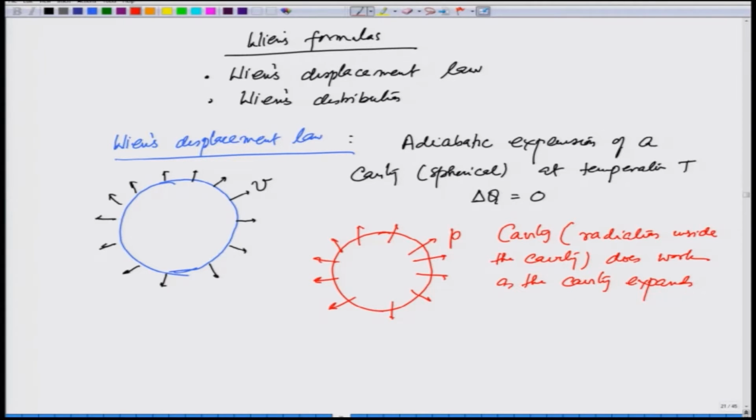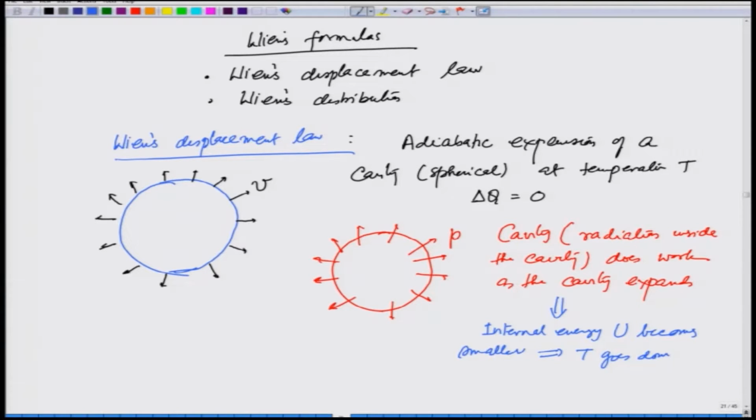If it does work, what should happen to its internal energy? This implies the internal energy U becomes smaller, because the work is done at the cost of this energy, as there is no heat being supplied, and this implies the temperature goes down. Volume is increasing, the temperature is going down. At the same time, if I were to compress it, the temperature would go up, because I would be pumping in energy.